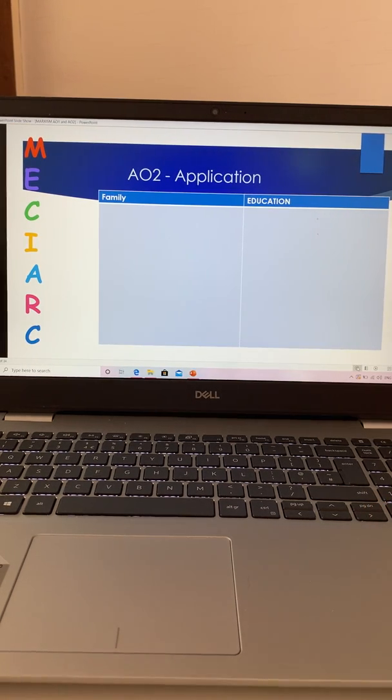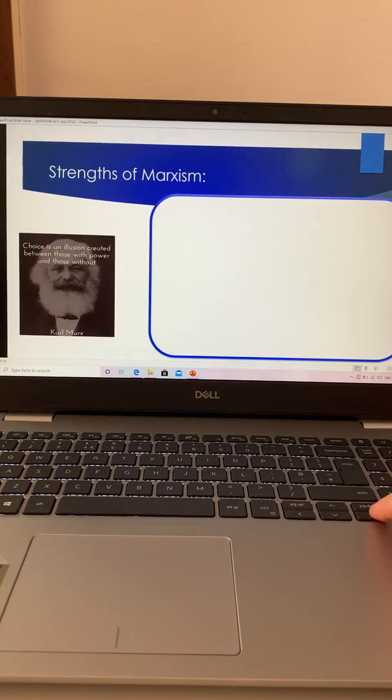So a key thing to do for this is to create your own bank of AO2. So think about what we've looked at in family. How could you bring in some of those ideas, some of those key sociologists in family, Engels, Zaretsky, what did they say? How does that link to Marxism? And then do the same for education if you've got that far. Because anything synoptic that you can bring in across the course is nice AO2. They love to see that. Okay, so we'll move on to AO3.